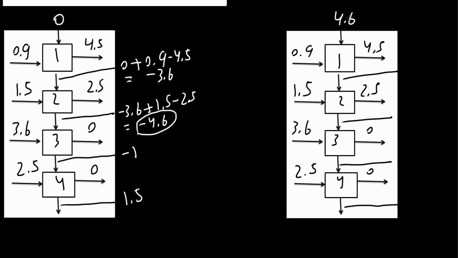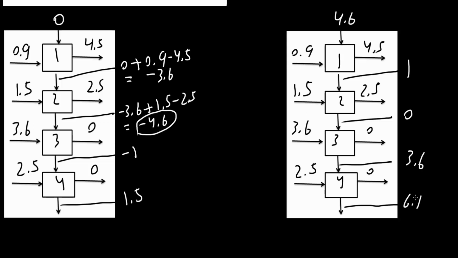Now you would say 4.6 plus 0.9 minus 4.5, and you would get simply a 1. Simply, you're taking a negative 3.6 and adding 4.6. Likewise, negative 4.6 plus 4.6, and you would get 0. Negative 1 plus 4.6, you would get 3.6. And finally, 1.5 plus 4.6, and you would get 6.1.